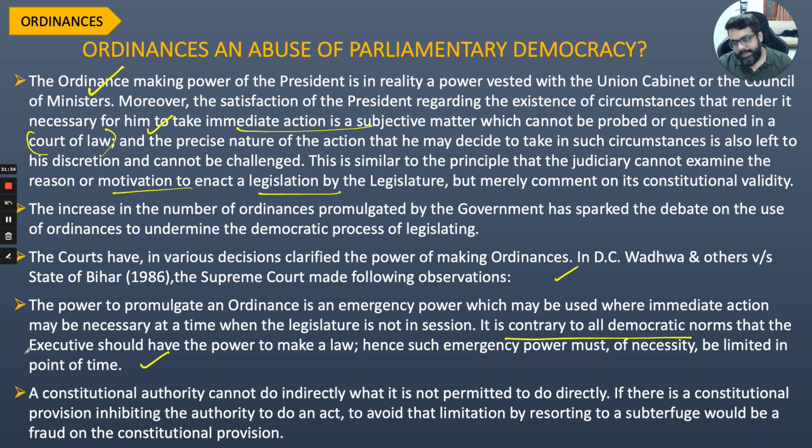The idea is, a constitutional authority can't do indirectly what it is not permitted to do directly, which means if you are not allowed to bypass the parliament, then don't use the ordinance as an excuse to bypass the parliament. So if you're trying to just bypass or subterfuge, then it would essentially be a fraud on constitutional provisions, which is essentially what was happening with the DC Wadhwa case.